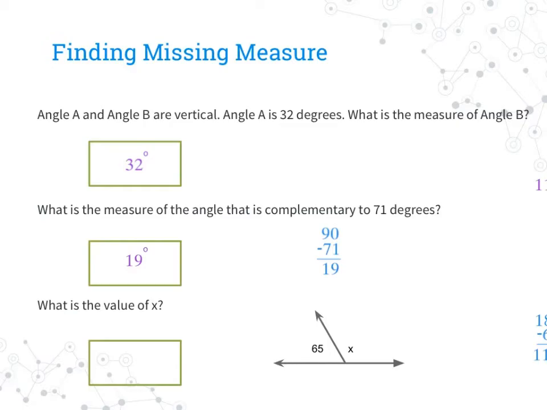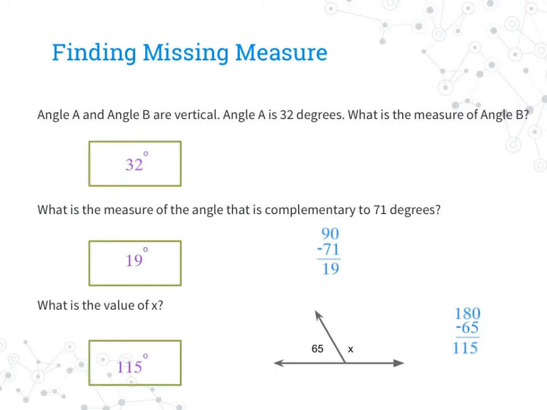The last one says, what is the value of x? So I have to take a look at my picture. I've got 65 on one side and x on the other, but I notice that there's a line that's straight across and they're combined. They're going to equal 180 degrees, so I know they're supplementary. So if I know they're going to equal 180 degrees, I can do 180 minus 65, and when I do that, the leftover is 115 degrees, so I know my answer is 115 degrees.